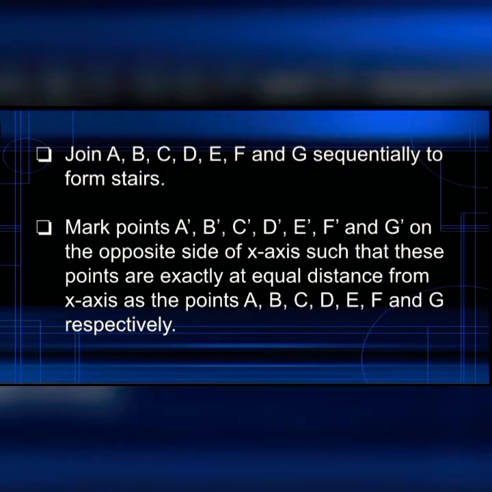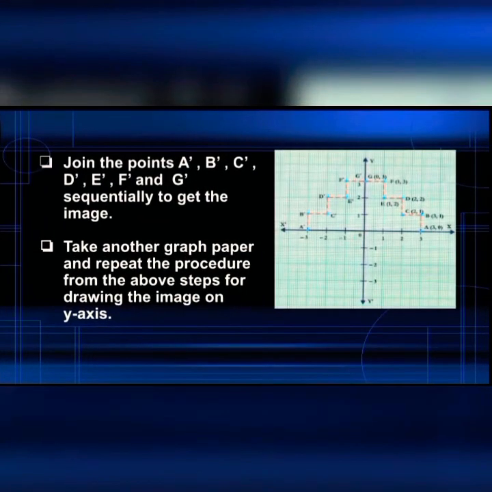Mark points A', B', C', D', E', F' and G' on the opposite side of the x-axis such that these points are at exactly equal distance from the x-axis as the points A, B, C, D, E, F, G respectively. You can view it once again afterwards. Join the points A', B', C', D', E', F', G' sequentially to get the image. See over here, that was of the y-axis, this is of the x-axis. We are seeing that it's the mirror image we have obtained.